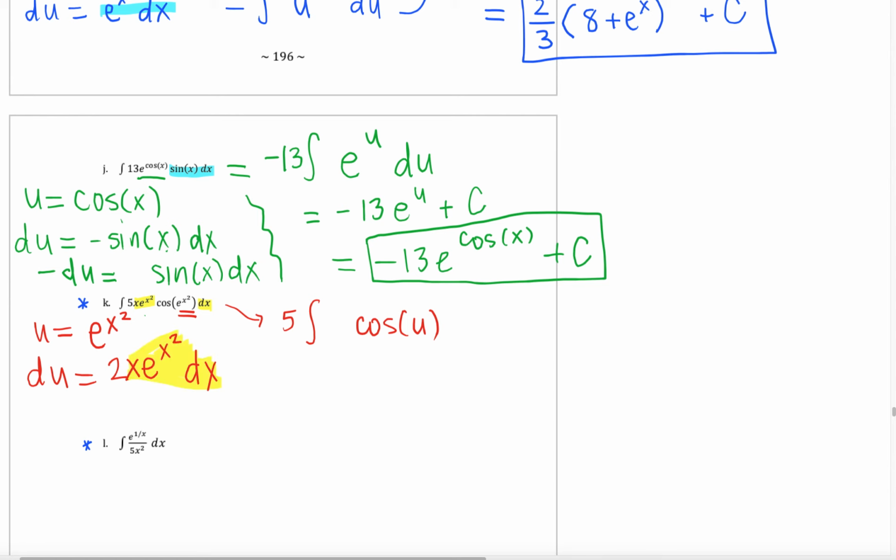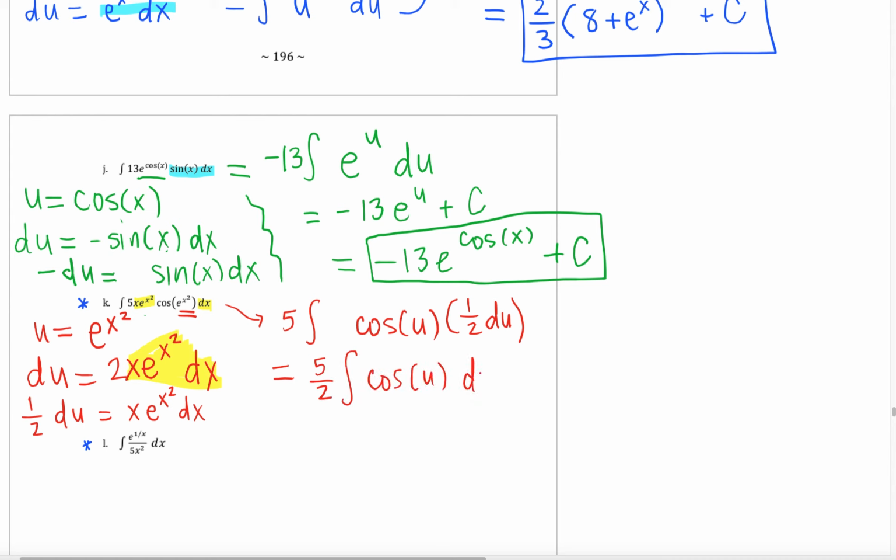To get it by itself, though, I do have to divide through by 2. So we get 1/2 du equals x times e to the x squared dx. And now we can replace that x e to the x squared times the dx with that 1/2 times that du. We've now set up our integral from being in terms of x to being in terms of u. I can clean it up a little bit by taking out the 1/2 to get 5/2, integral of cosine of u du. And that looks much better than our original problem did.